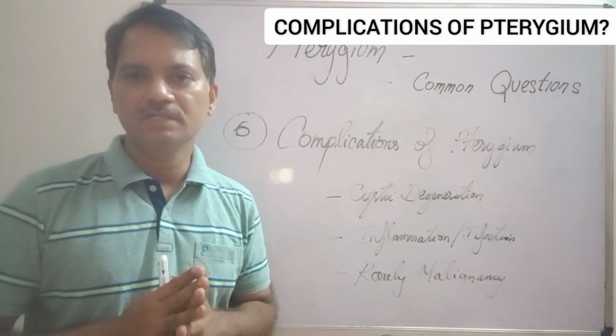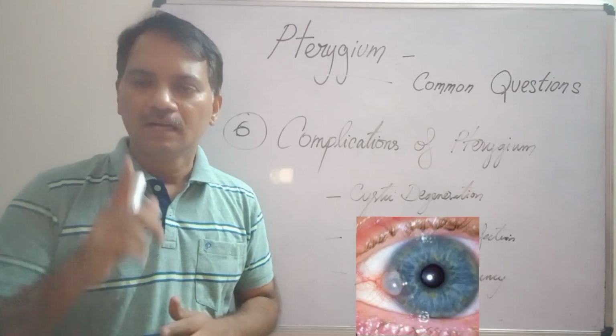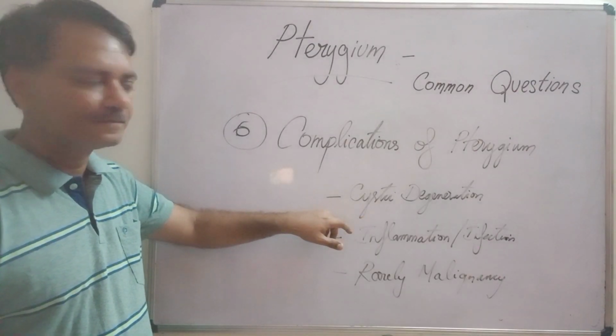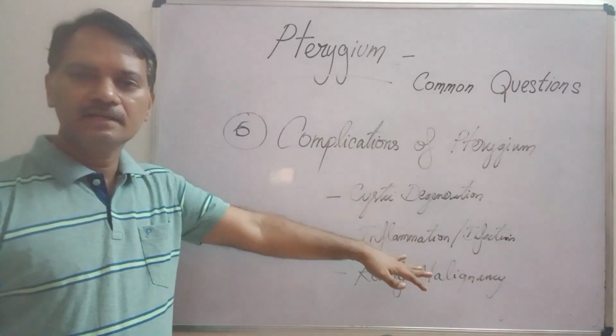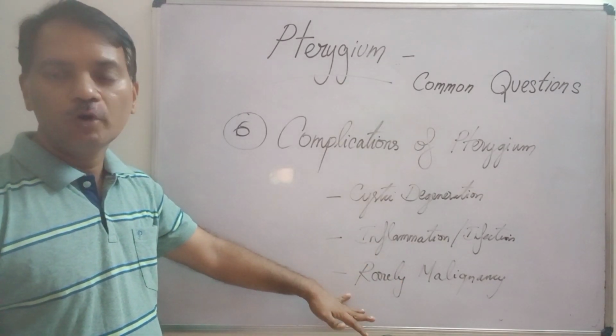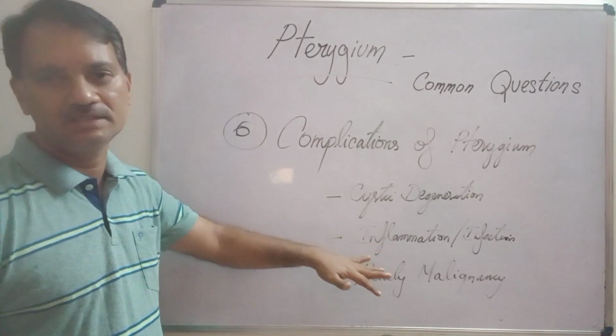Another important question is, what are the complications of a pterygium? Pterygium can undergo a cystic degeneration. It can become infected and inflamed, or it can rarely undergo malignancy. So these are the complications of a pterygium.